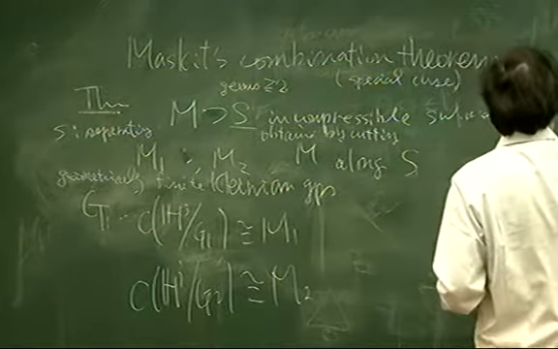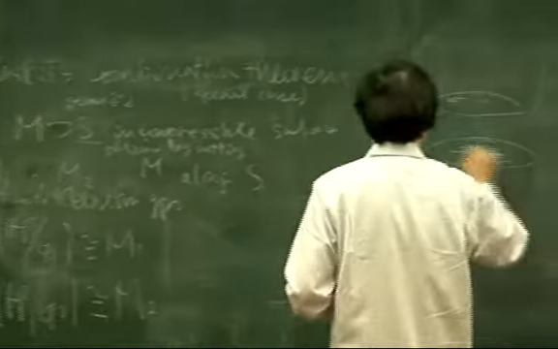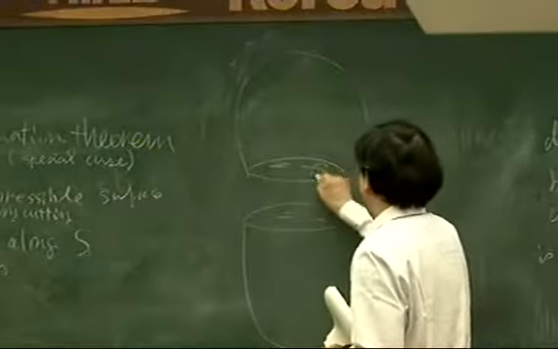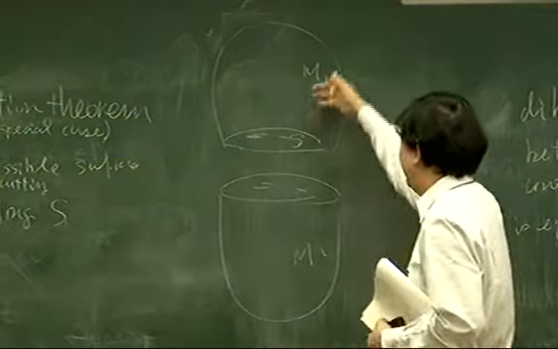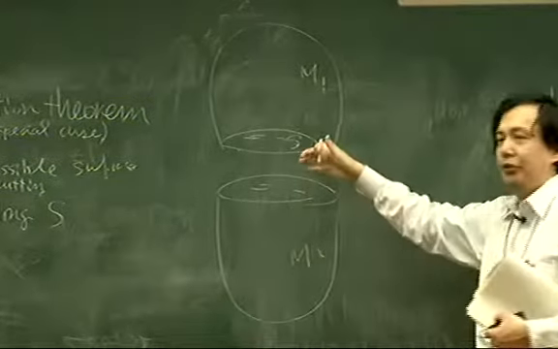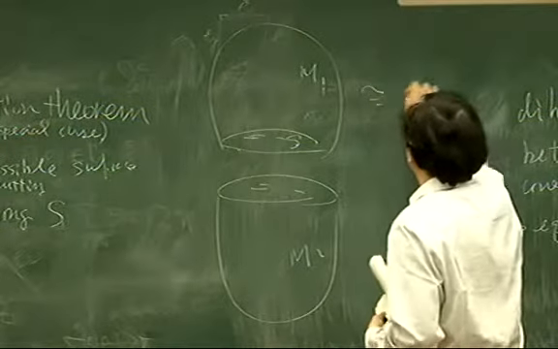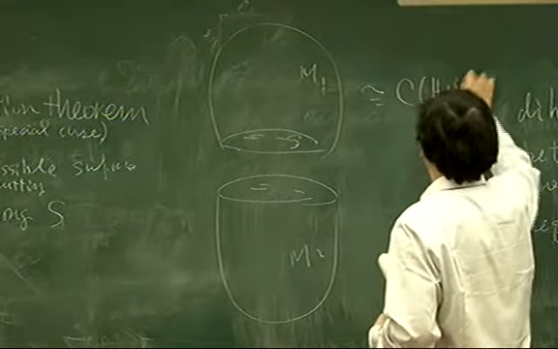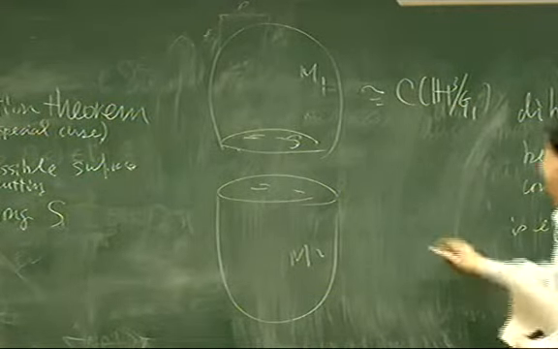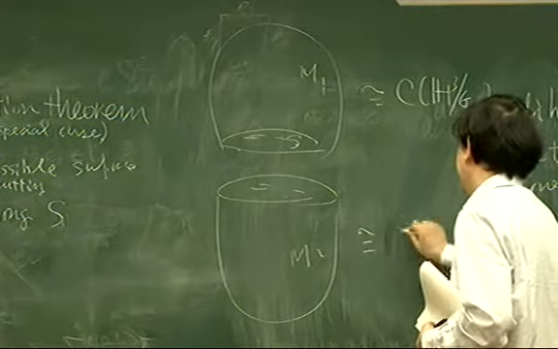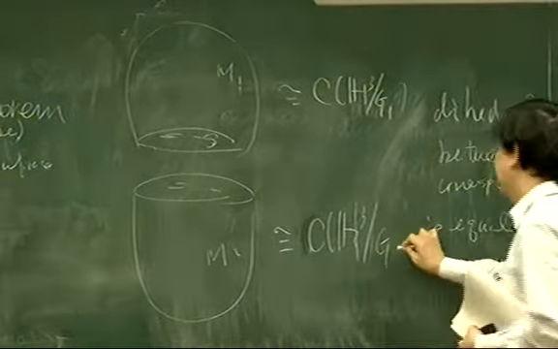So the situation is like this. So you have surface S in M1 and M2. So pasting M1 and M2 along S, you get M. Okay. And M1 is homeomorphic to the convex core of some geometrically finite Kleinian group. And this is also homeomorphic to a convex core. Okay.